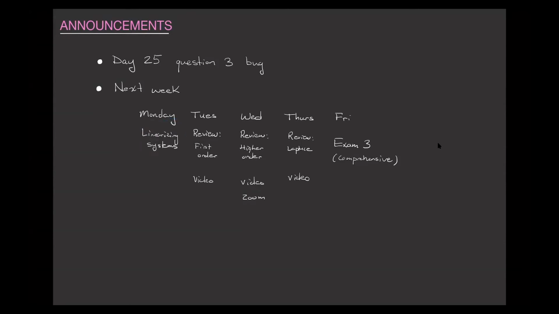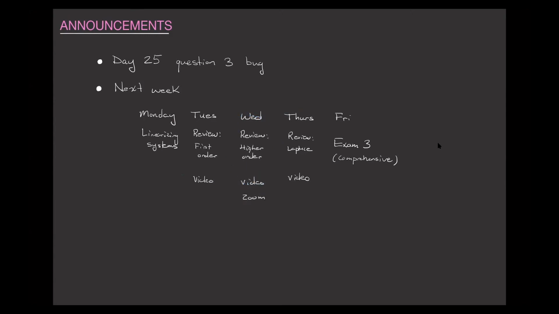But then after that, Tuesday, Wednesday, Thursday next week is going to be all review. Tuesday will be review of first order topics. Then Wednesday will be a review of higher order topics and so on. There'll be a review video, as it has been before, for each. There currently is a first order review video, and there is a higher order review video, and then I'll post a Laplace review video. In addition to the video you can watch on higher order topics on Wednesday or before, we'll also have a Zoom meeting where we'll go over these topics.